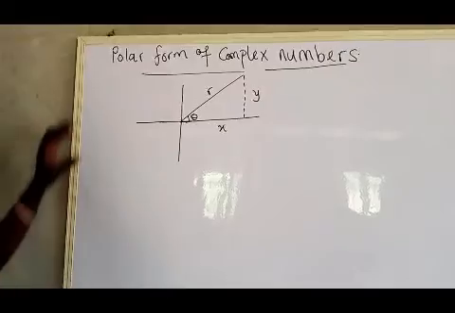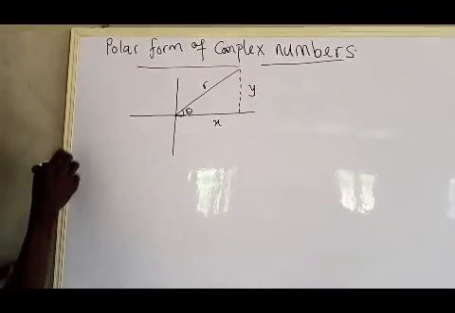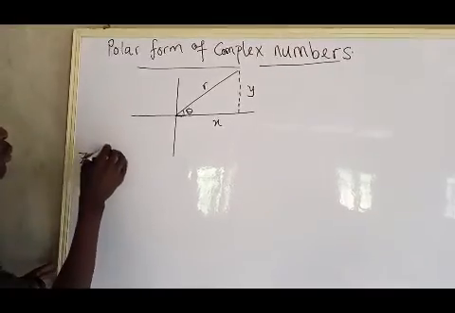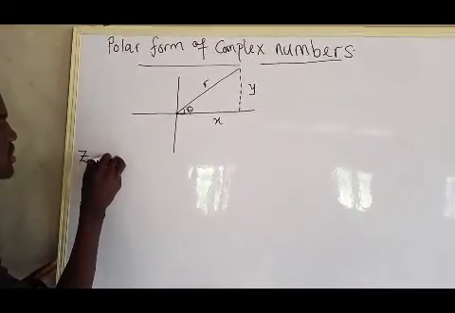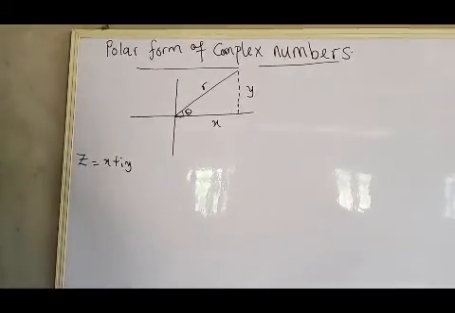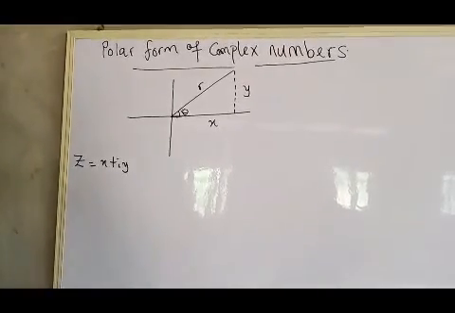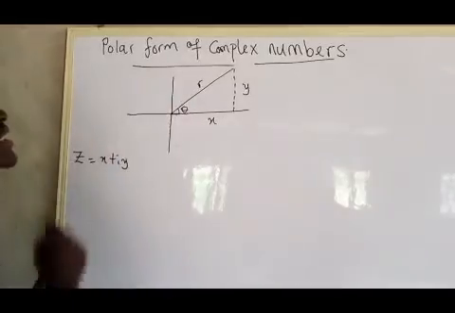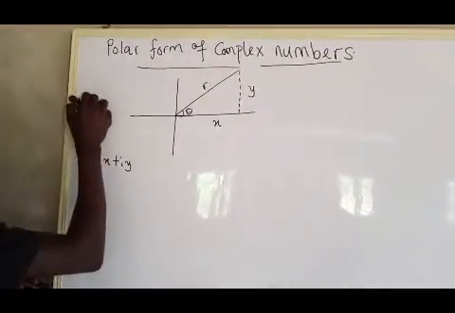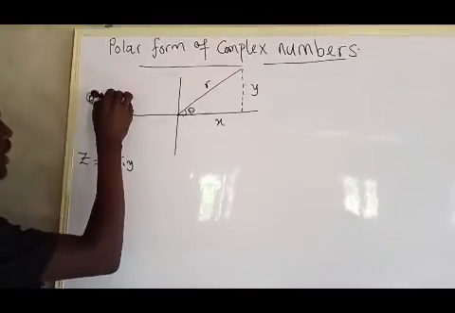Now, before we go to polar form, don't forget that the standard way a complex number is written is x plus iy. Now, if I want to put it in polar form, I have my theta here. The theta is known as the argument.